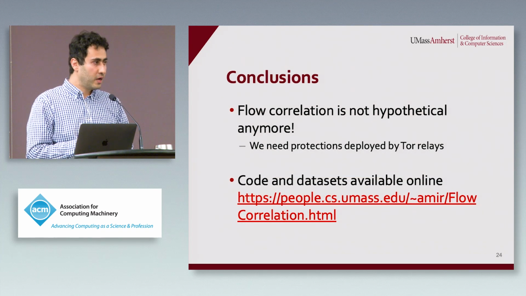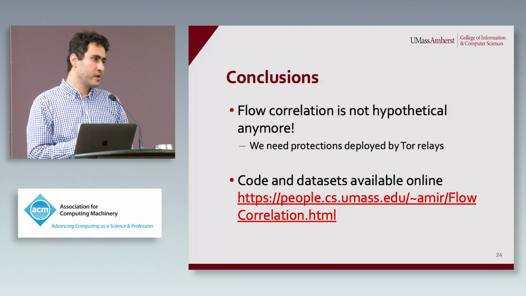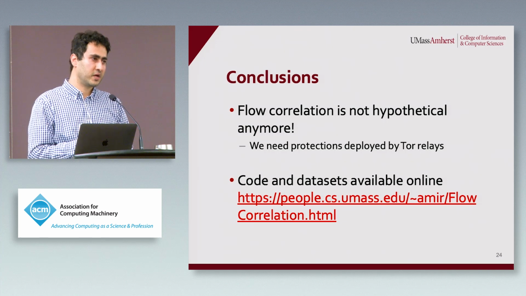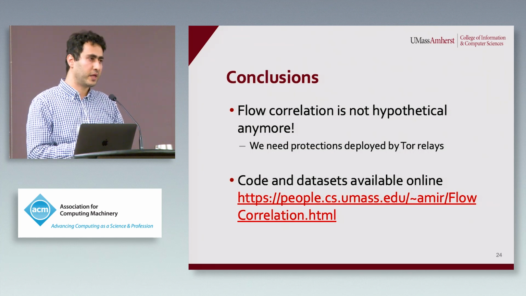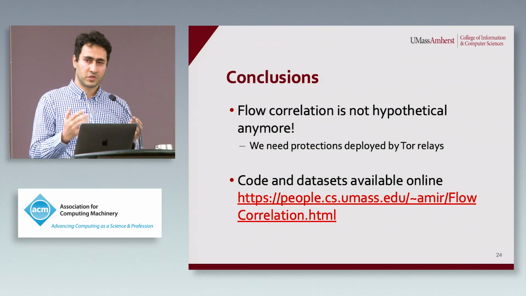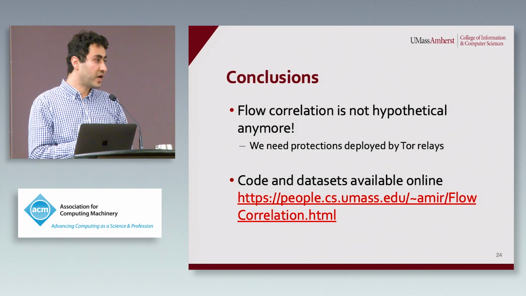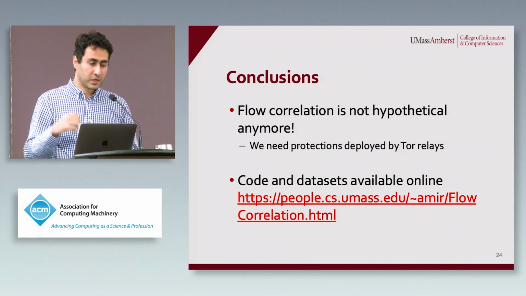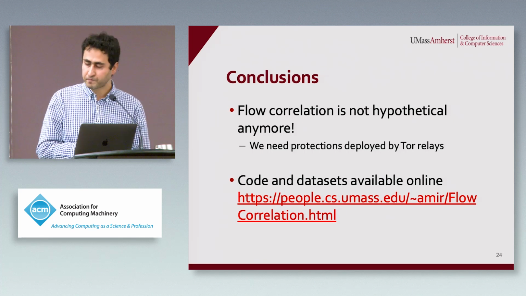I hope we have shown that flow correlation is not just a hypothetical attack that someone maybe could deploy. We believe that with advances in learning and the increased resources of adversaries, this is something feasible. And we hope that the research community looks at the problem of designing efficient countermeasures to this problem. The code and the dataset are available at this URL, which is also linked in the paper. All right, thank you so much.